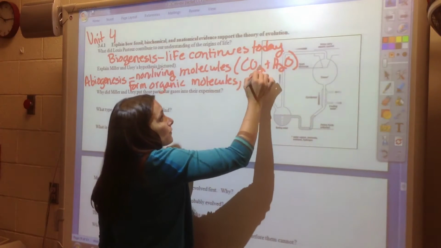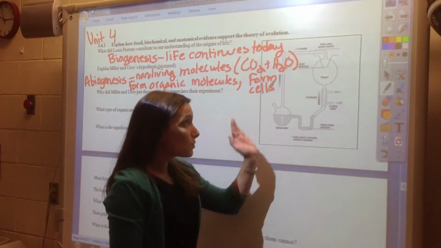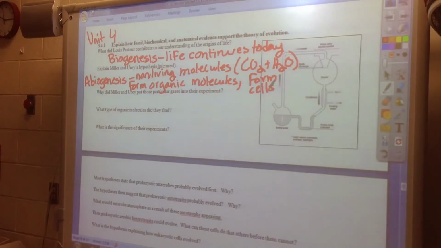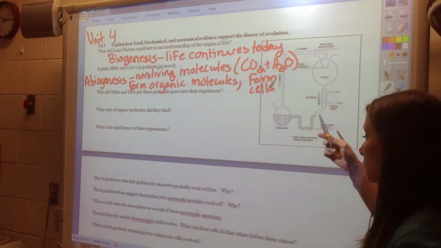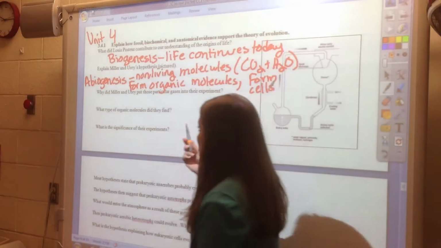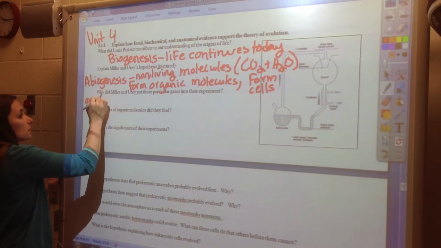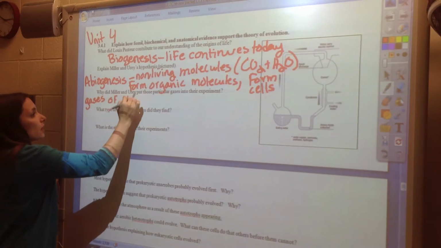Could form cells. And so this picture for you is going to be really hard to see, but if you go back to the picture in your notes, you should be able to see it a little bit better. This is the picture of Miller and Urey's experiment where they had water and a bunch of gases. They chose these gases because these were the gases of early Earth.